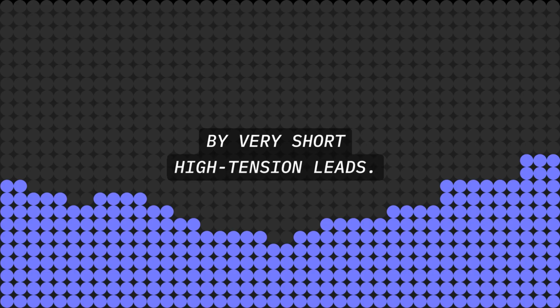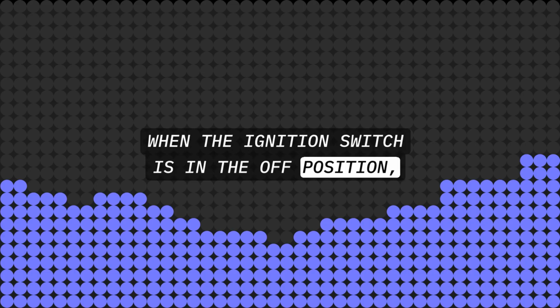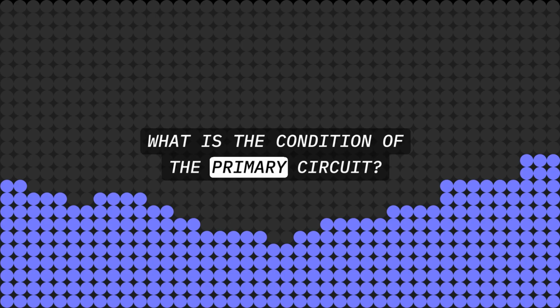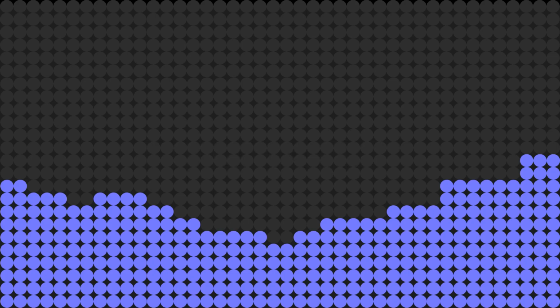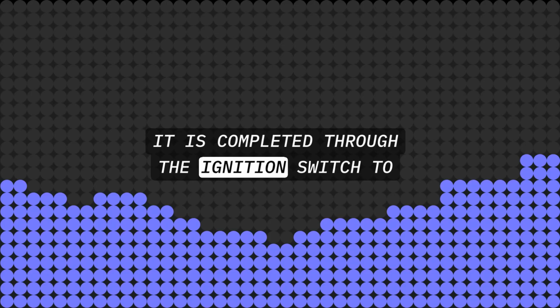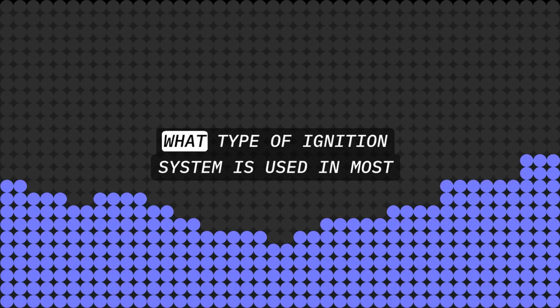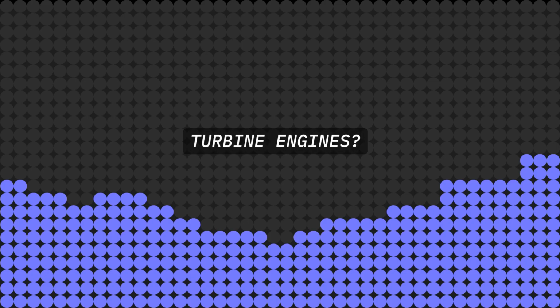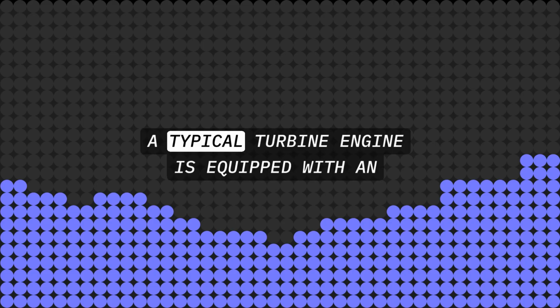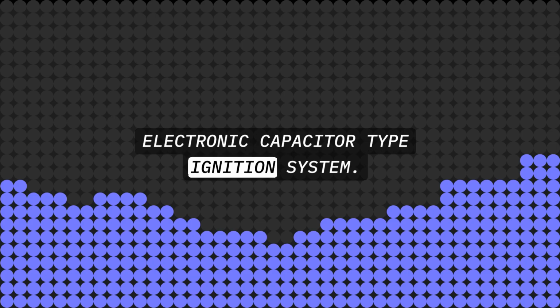When the ignition switch is in the off position, what is the condition of the primary circuit? It is completed through the ignition switch to ground. What type of ignition system is used in most turbine engines? A typical turbine engine is equipped with an electronic capacitor type ignition system.